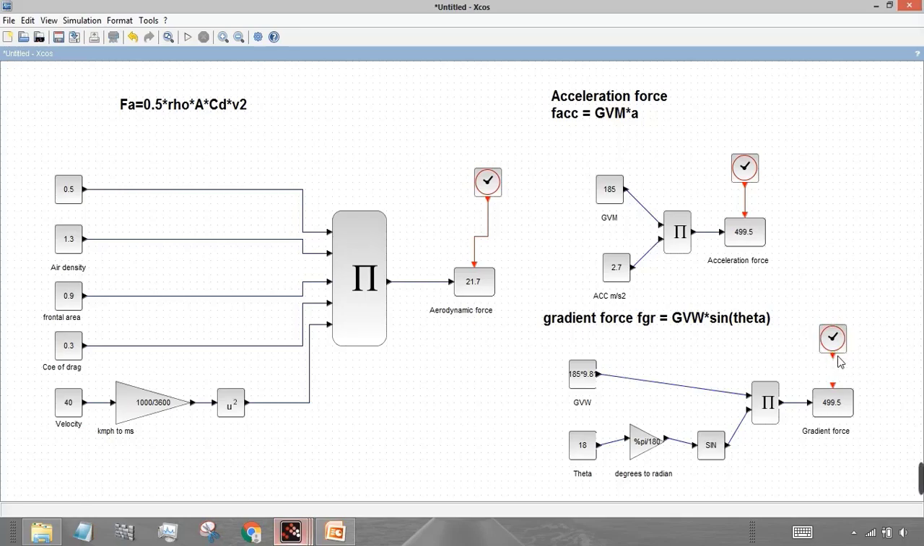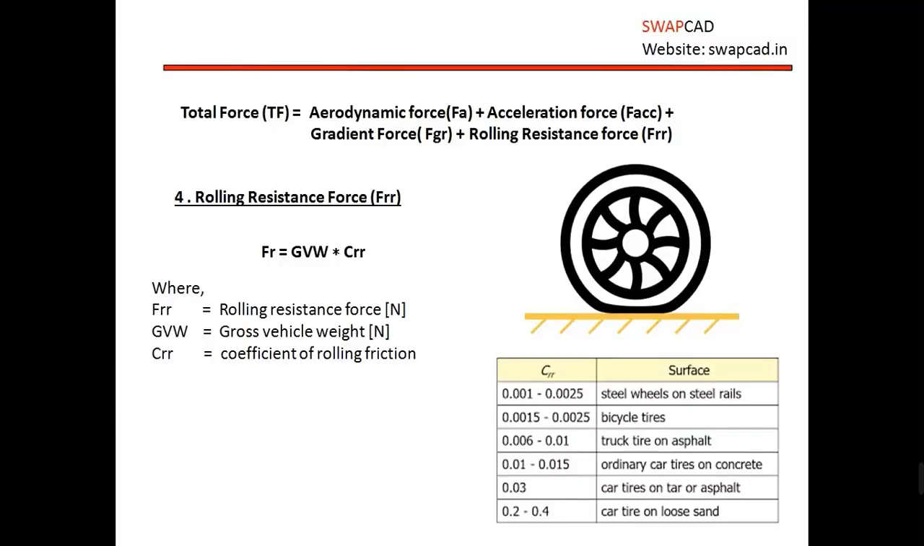Again connect this clock and then run the simulation. So the gradient force required to move the vehicle is around 560.8 Newton. Then after gradient force, we will see the next force, that is your rolling resistance force.